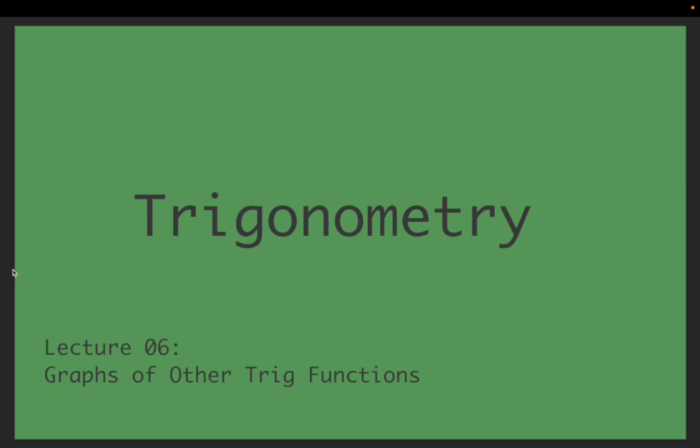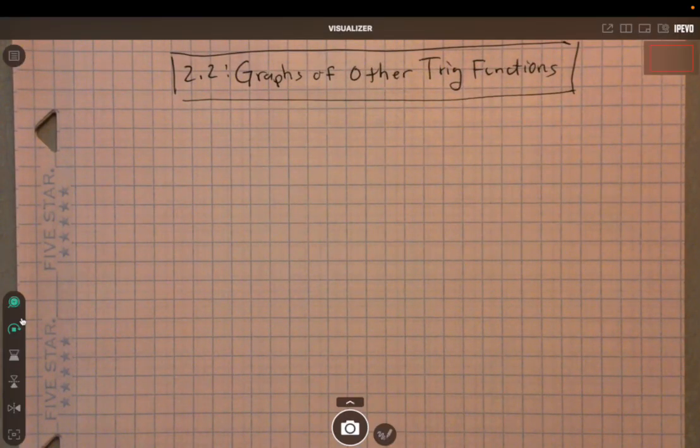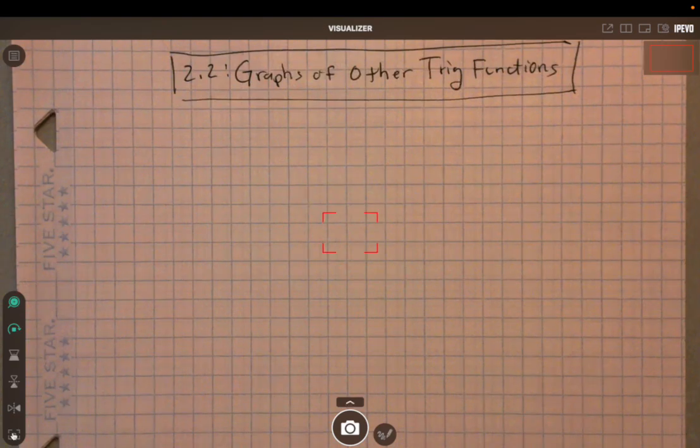This will be lecture 6 of the course, and in this section we're going to continue with our graphs of trig functions. We discussed sine and cosine previously. Now we're going to move into the remaining functions, so tangent, cotangent, secant, and cosecant. So let's go ahead and get started. And we'll call this section 2.2, graphs of other trig functions.